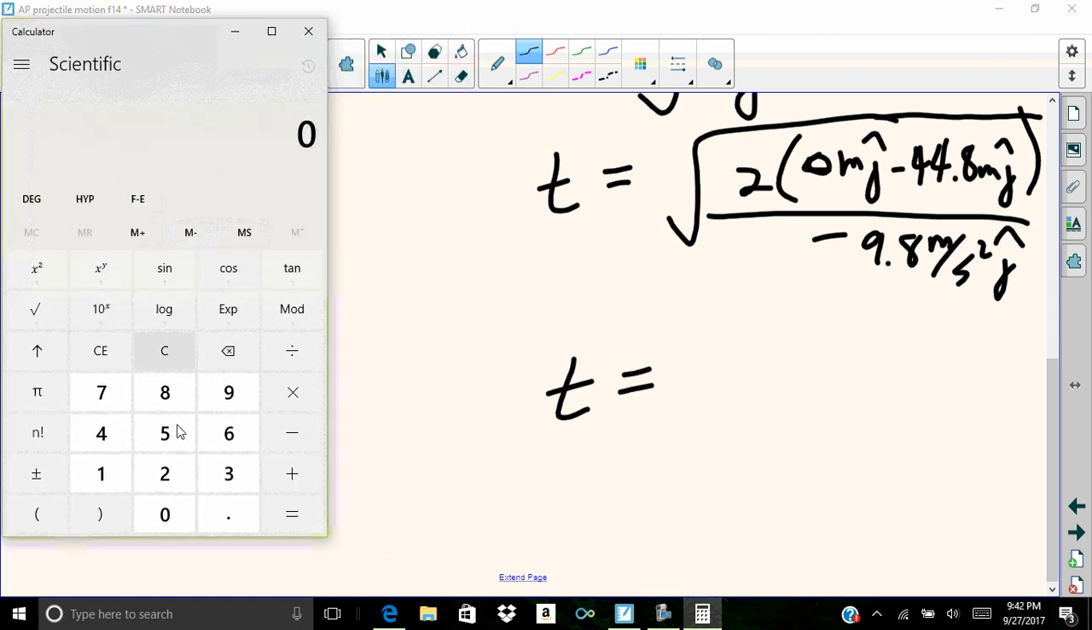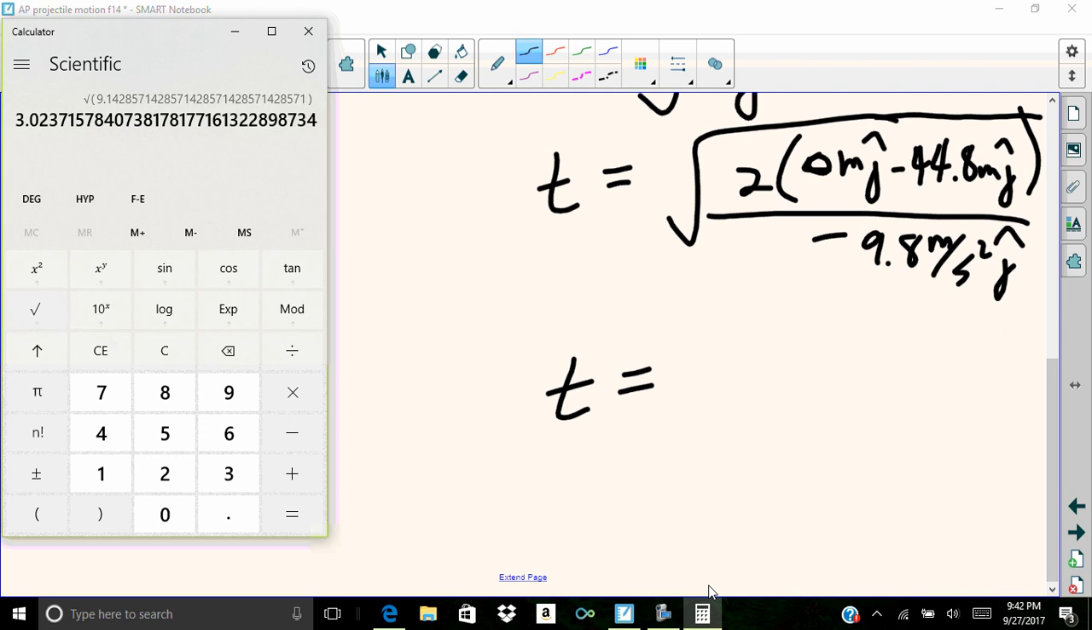Okay, so what I'm going to do is take 2 times negative 44.8. Okay, and then I'm going to take that and divide it by negative 9.8. Okay, and that gives me 9.14, and then I'm going to take the square root of that. And that gives me 3.02 seconds.